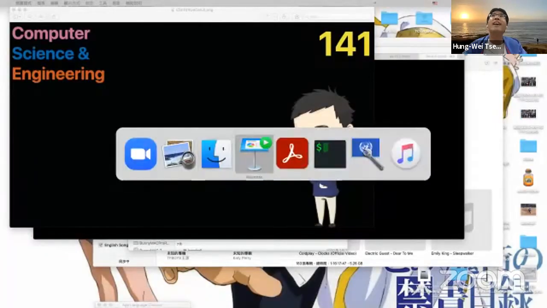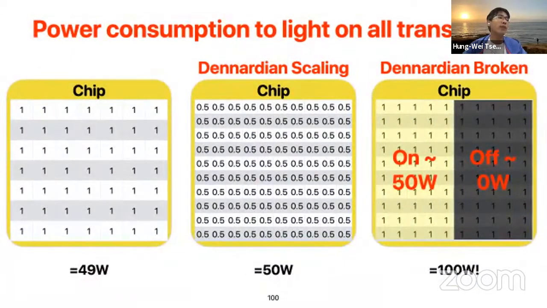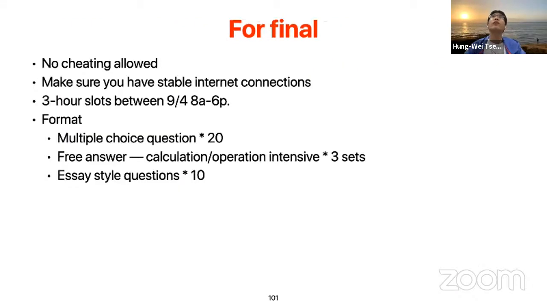Now let's talk about the most important thing that you are curious about, and that's one of the reasons why most of you are still in this class, because even though we have already talked about all the required materials, you want to know what's going to be in the final. So here is what's going to be the final. First of all, logistics. No cheating is allowed. By cheating, it means referencing online solutions, asking your friends, or discussing on Piazza, Discord, or anything else. And make sure you have a stable internet connection.